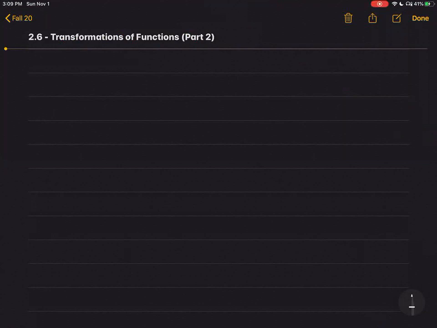So before we talked about transformations of functions, in particular, we discussed translation and we also discussed reflection. And today we're going to talk about scaling of functions.